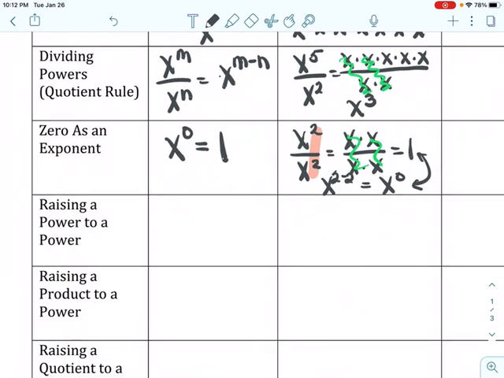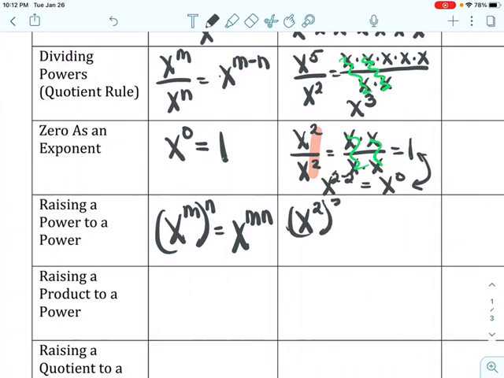All right, raising a power to a power. So this is x to the m to the n is x to the mn. So that means we're going to multiply. So x to the 2nd cubed means that we have 3 x squareds. And then by definition of multiplying bases, we add: x to the 6th. So 2 times 3 is 6.